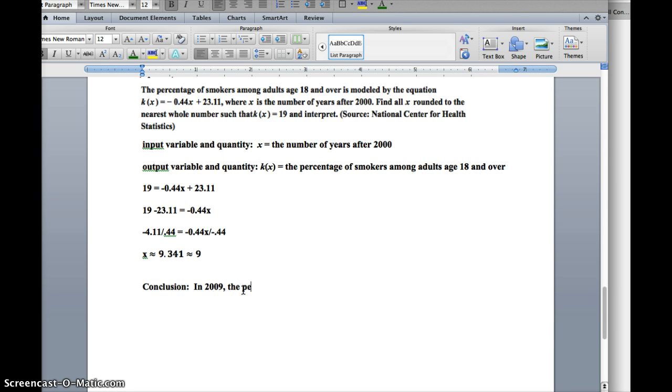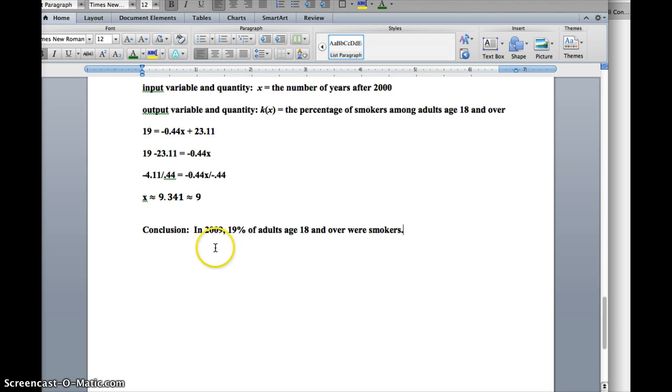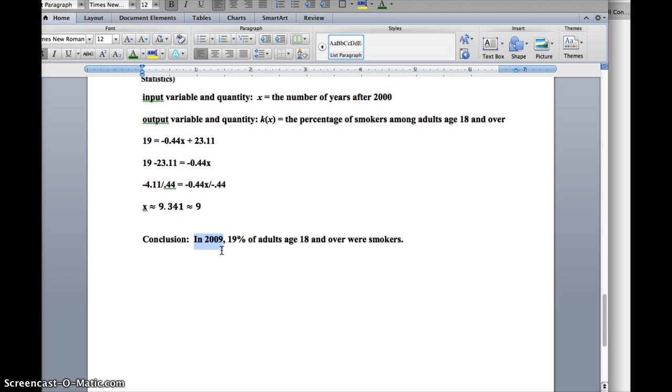The percentage, well, maybe we wouldn't say the percentage. 19% of adults age 18 and over were smokers. So that's basically a statement. We wouldn't say 9 years after 2000 because that's just not how we speak. We would say in 2009, 19% of adults age 18 and over were smokers.